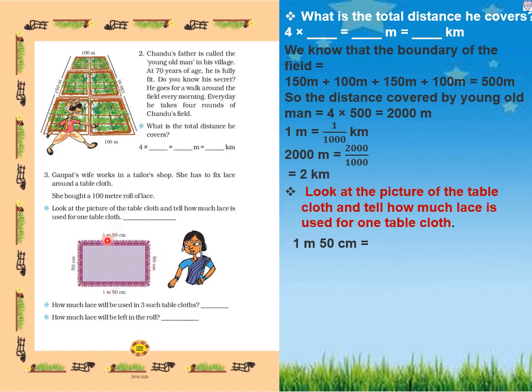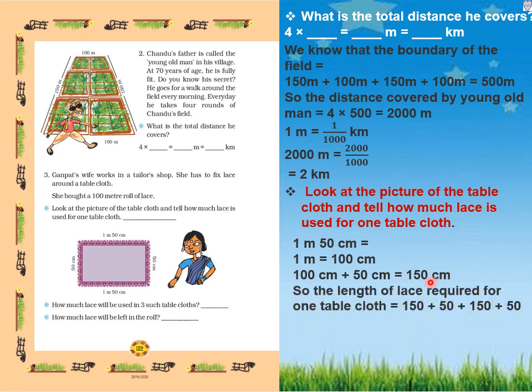So first we will convert this into centimeter. So 1 meter equals 100 centimeter. So in place of 1 meter we will write 100 centimeter plus 50 centimeter. That means 150 centimeter. So now we will add. So the length of lace required for one tablecloth equals 150 centimeter plus 50 centimeter plus 150 centimeter plus 50 centimeter. So 150 plus 50, 200. 200 plus 150, 350. So 350 plus 50, that is 400 centimeter.